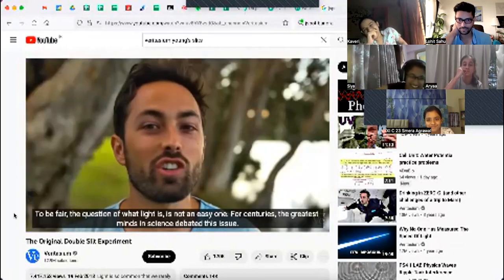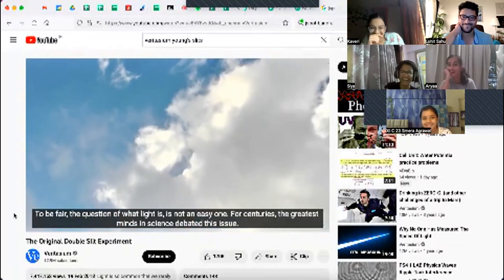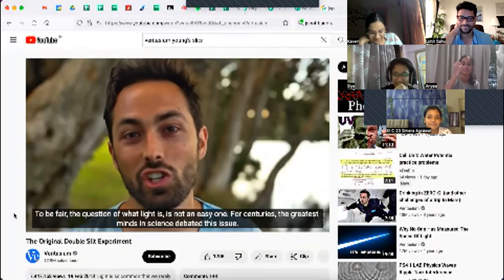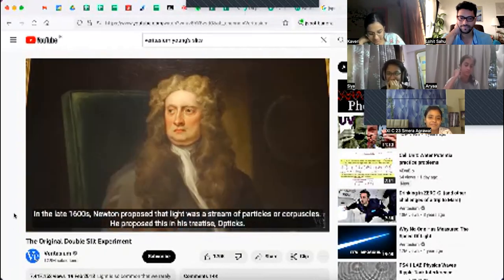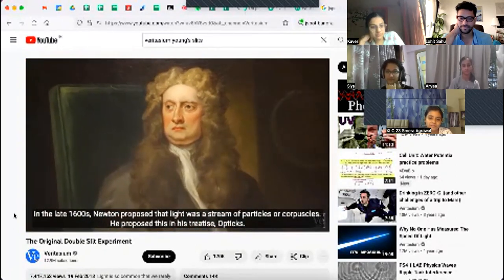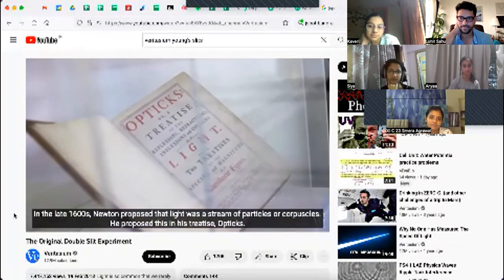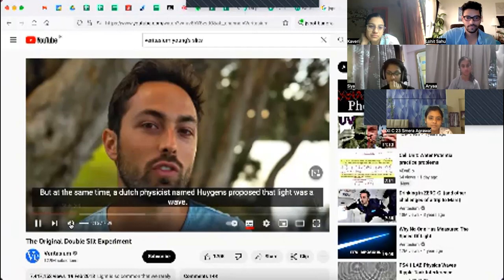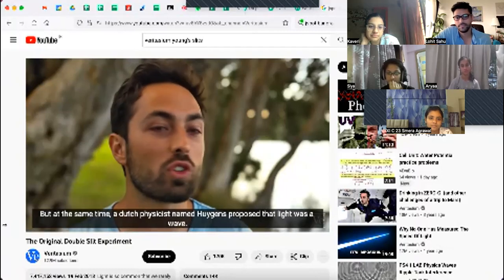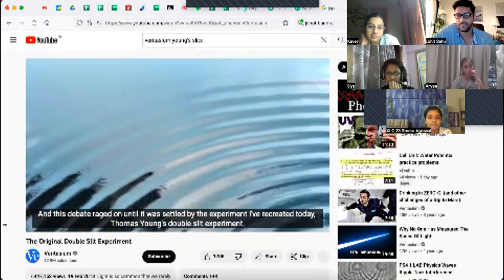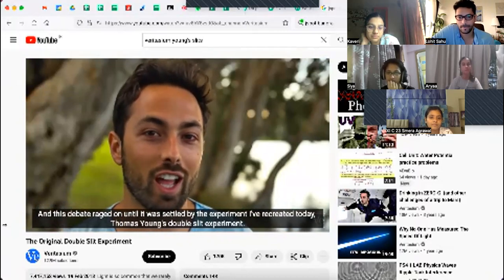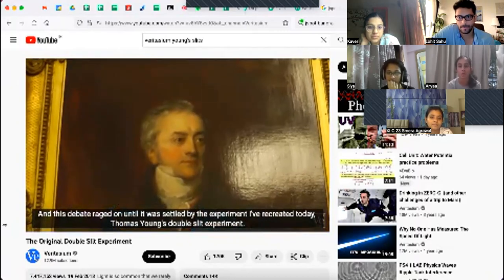To be fair, the question of what light is not an easy one. For centuries, the greatest minds in science debated this issue. In the late 1600s, Newton proposed that light was a stream of particles, or corpuscles. He proposed this in his treatise Optics. But at the same time, a Dutch physicist named Huygens proposed that light was a wave. And this debate raged on until it was settled by the experiment I've recreated today, Thomas Young's double slit experiment.